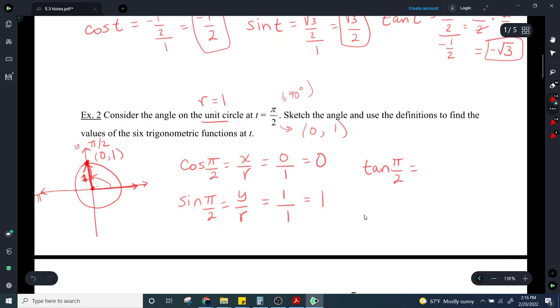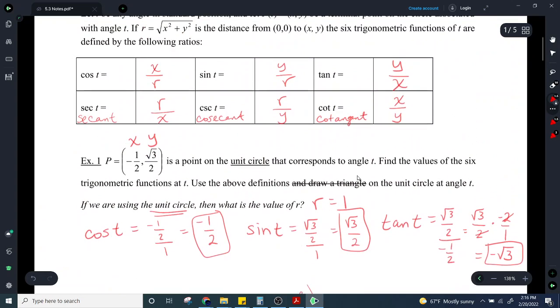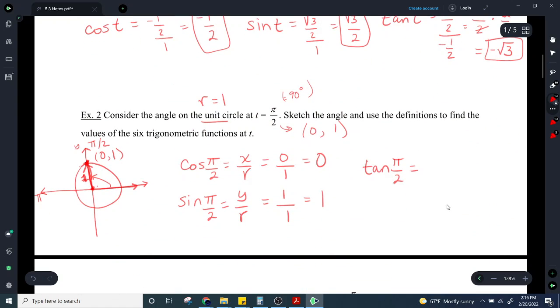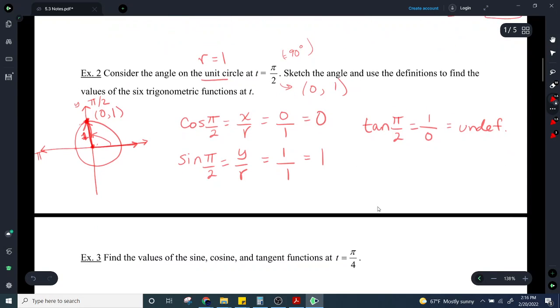So tangent of pi over 2 is, according to the chart, equal to y over x. So that means I'm going to take the y value and put it over the x value. So 1 over 0, which gives me, since I can't have 0 in the denominator, we would say that that is undefined. Okay, so let's just do those 3 for right now. I'm going to skip the details on the others.